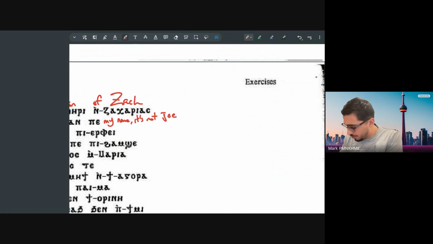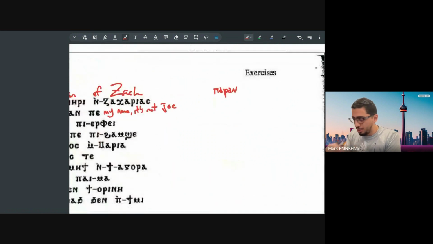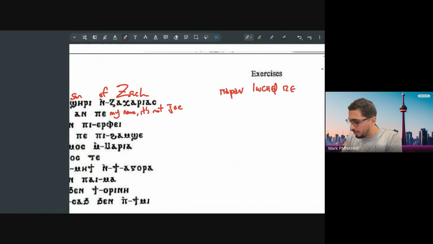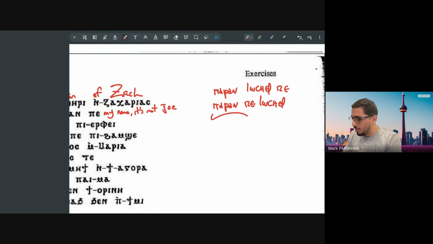Let's do it with the affirmative. So the options we have: "paran", and this is the rare one that we just read. So it would be "Yosef", which is why he wanted to test it. That's the first option. The second option we have is "paran pe Yosef". This one means my name is Joseph, or it is my name, Joseph. So Joseph is my name.